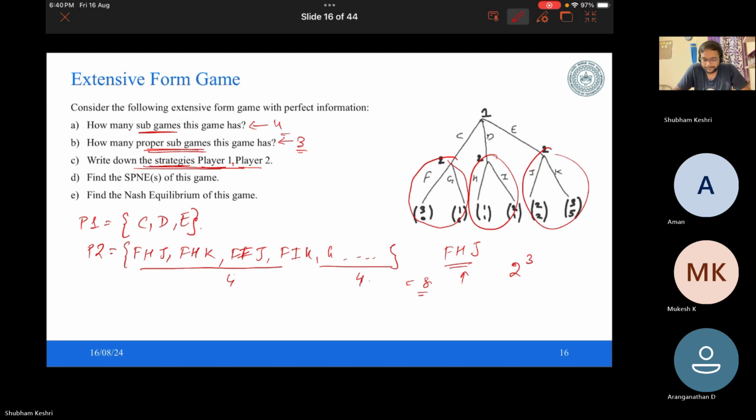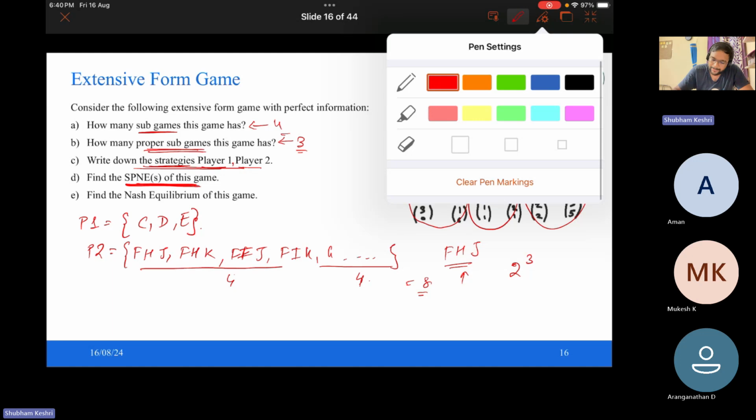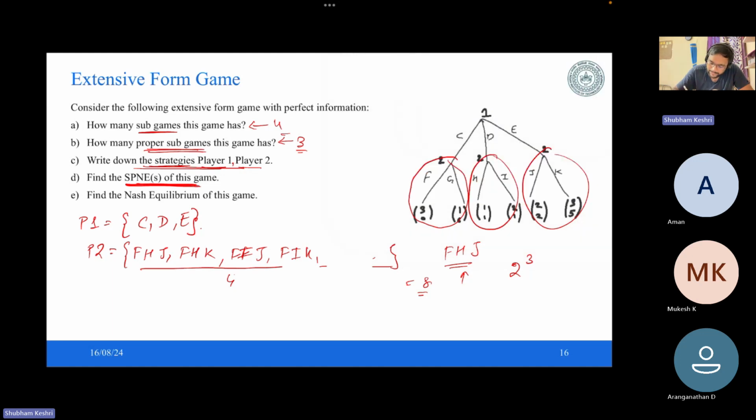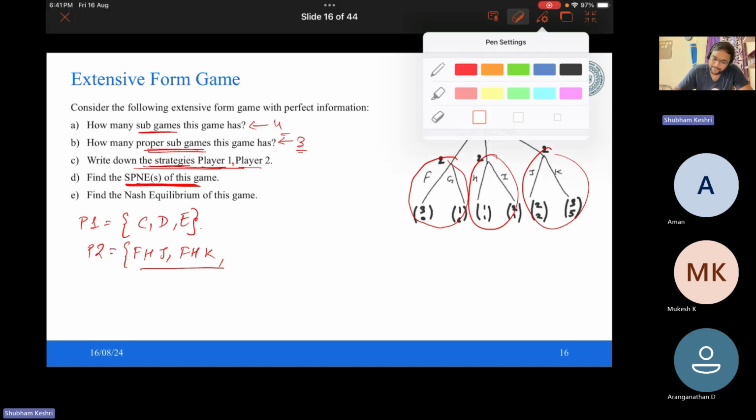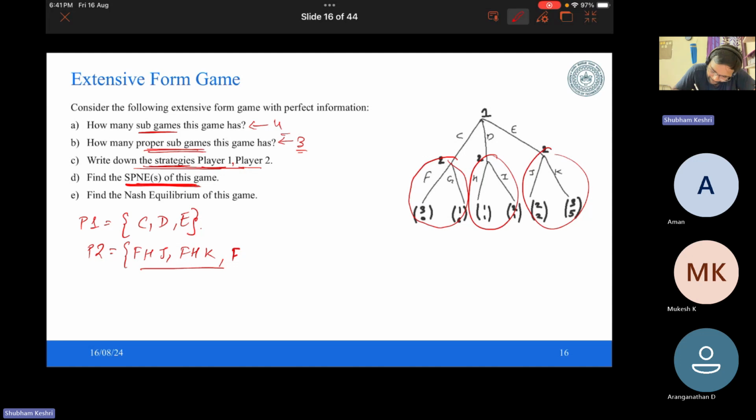Now the next question is, find the subgame perfect Nash equilibrium for this game. While you think, I'll just complete the strategies for player 2 because I'll upload these slides. F, I, J, F, I, K, G, H, J, G, H, K, G, I, J, and G, I, K. Alright. So how will you find out the subgame perfect Nash equilibrium for this game?